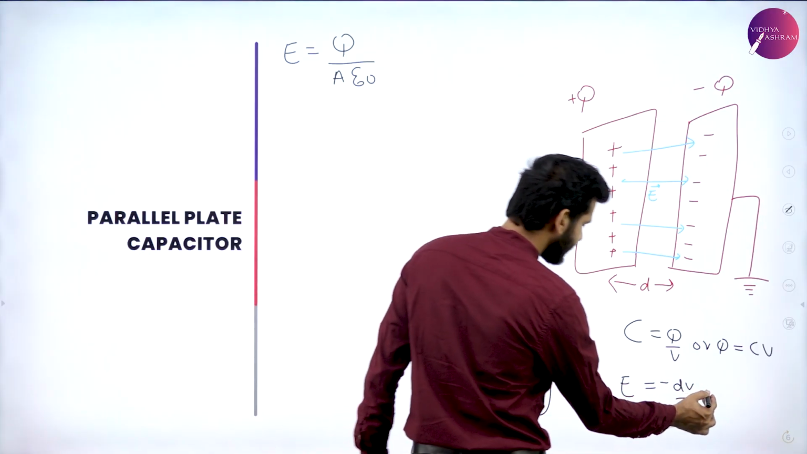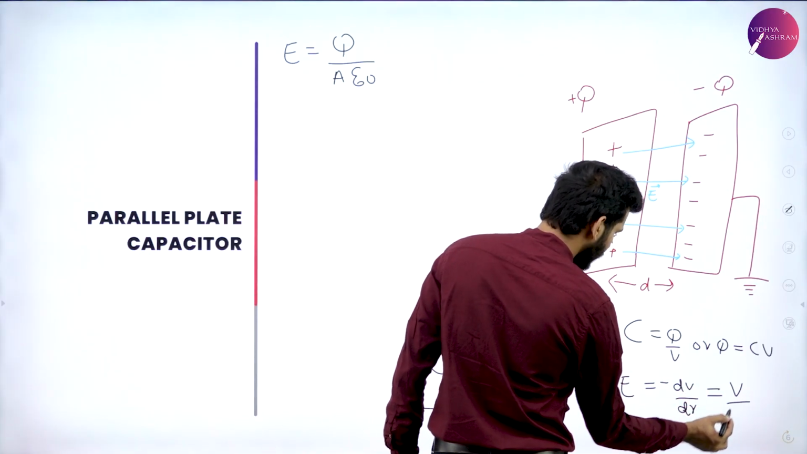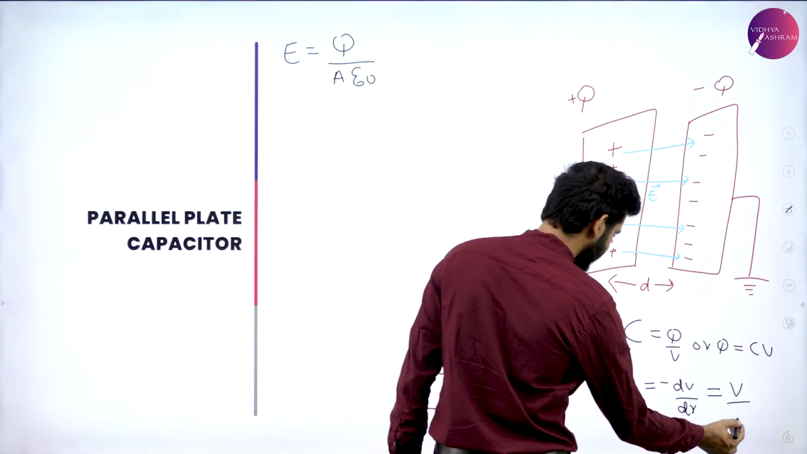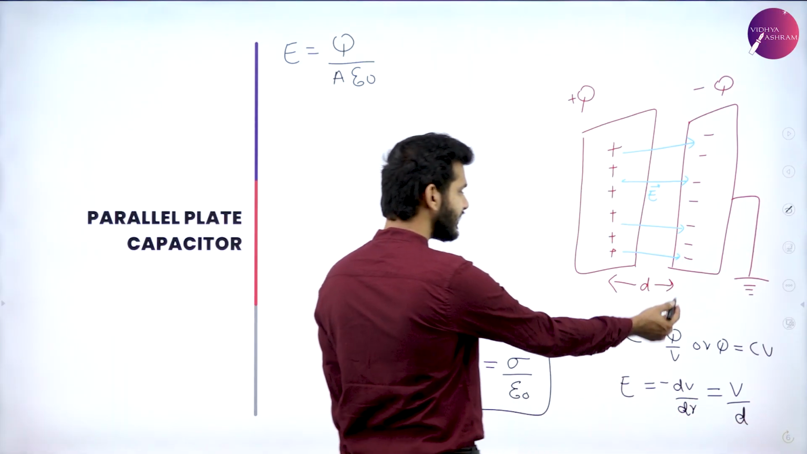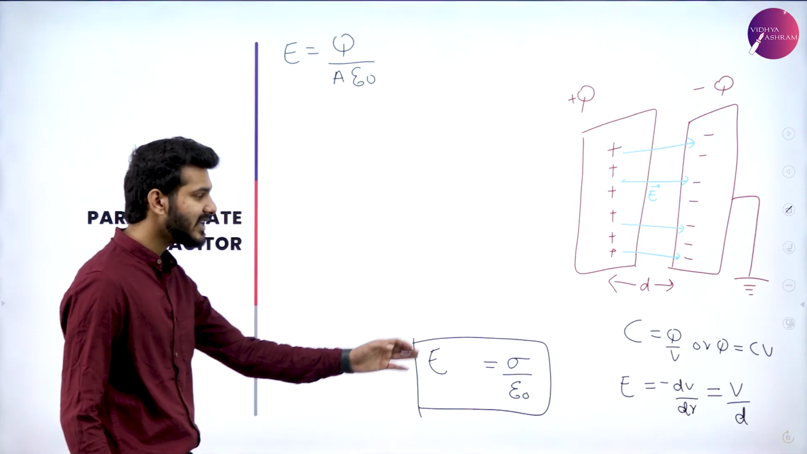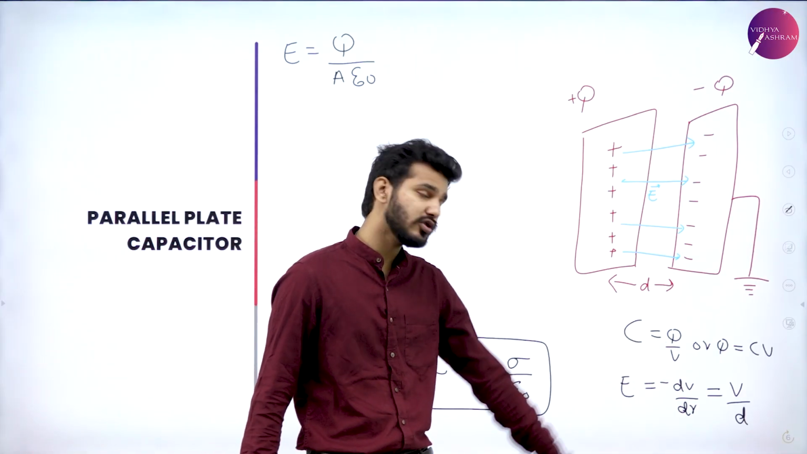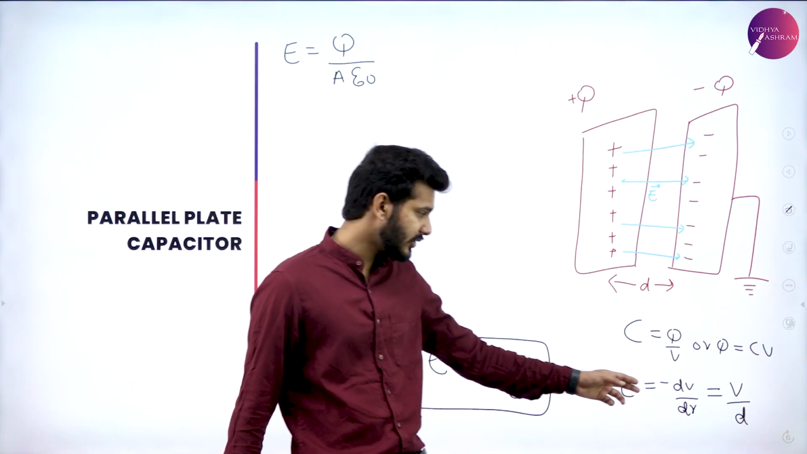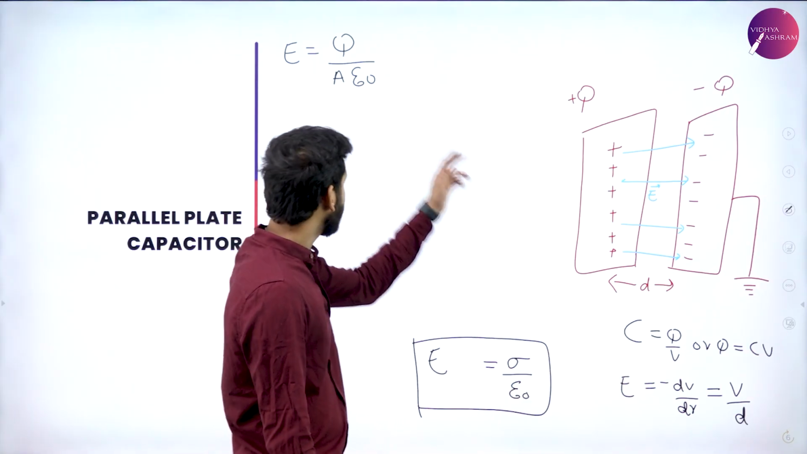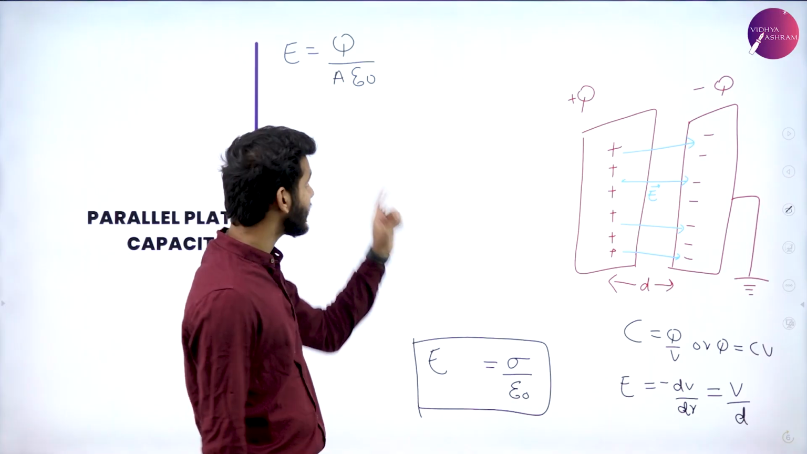So the initial point is that it is potential divided by distance. In this particular case, the distance is d. So we can write E is equal to V by d. And we also have an equation for capacitance, which is Q by V also. So first we are going to take this particular equation and we are going to include it right there.